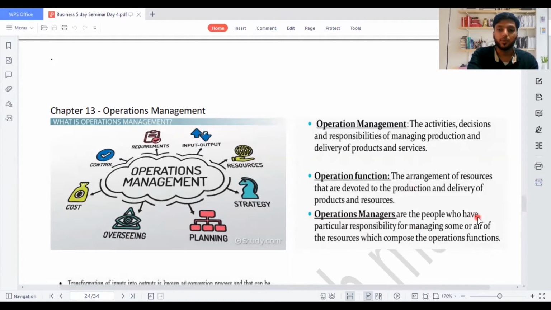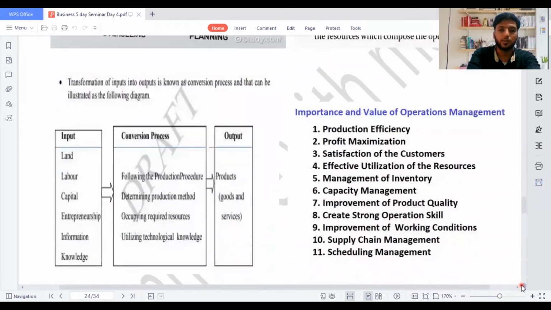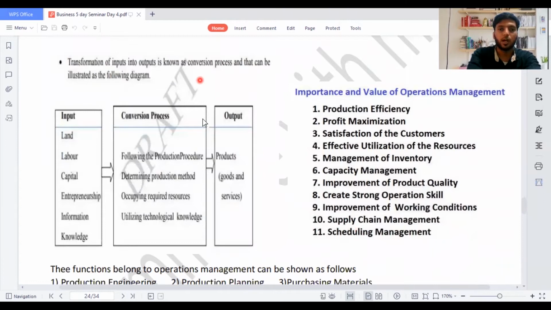Operation managers are the people who have particular responsibility for managing some or all the resources which comprise the operation functions. So operation managers are the people who will ensure that the target will be achieved by following the operational goals and objectives. Now, I'm going to teach you operations functions, a very important area. But before that, we need to know how operation works.